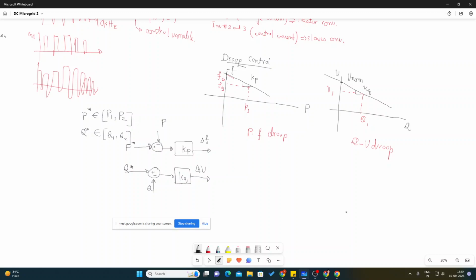Now, once this is done, if you go beyond the limitations, then how will it be controlled, sir? That I too don't know. What I know is this has to be maintained. If this is maintained, choosing Kp and Kq and limiting the power, it will always be within limit.